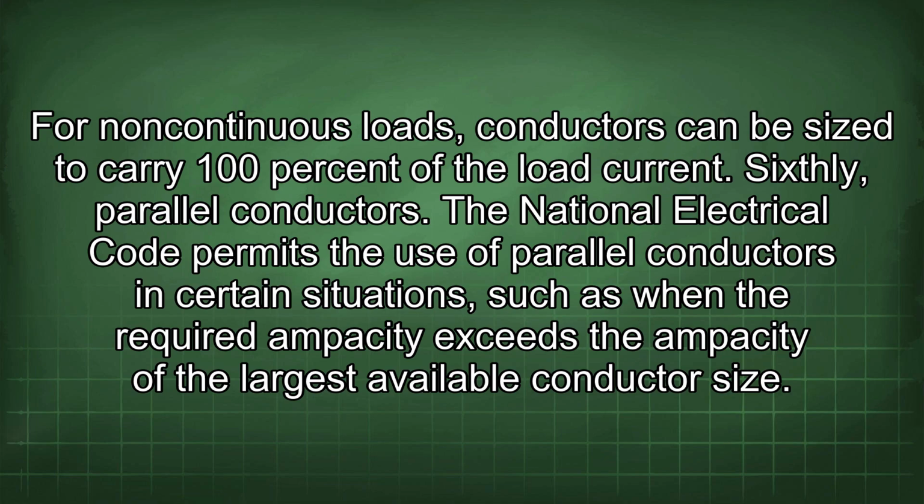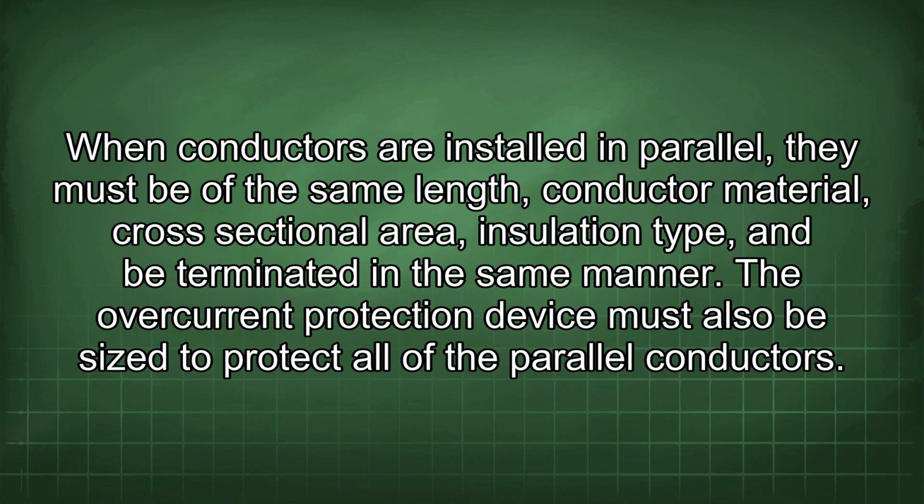Sixthly, parallel conductors. The National Electrical Code permits the use of parallel conductors in certain situations, such as when the required ampacity exceeds the ampacity of the largest available conductor size. When conductors are installed in parallel, they must be of the same length, conductor material, cross-sectional area, insulation type, and be terminated in the same manner.